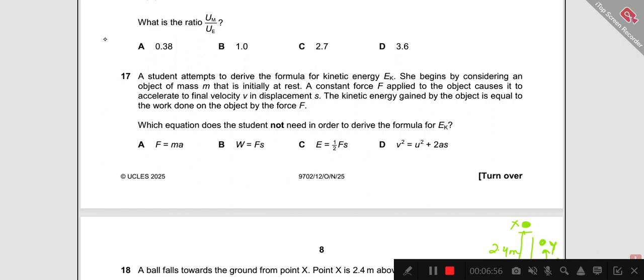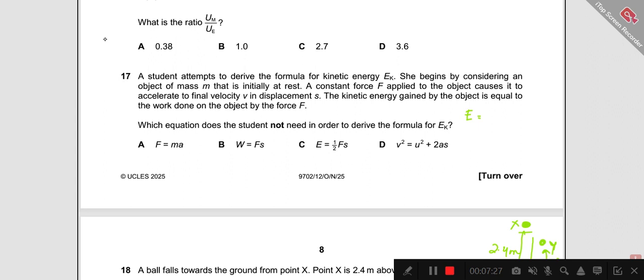Then a student attempts to write the formula for kinetic energy. She begins by considering an object of mass m that is initially at rest. A constant force F applied to the object causes it to accelerate to final velocity v in displacement s. Kinetic energy gained by the object is equal to the work done on the object by the force F. Now, which equation does the student not need in order to derive the formula for kinetic energy?